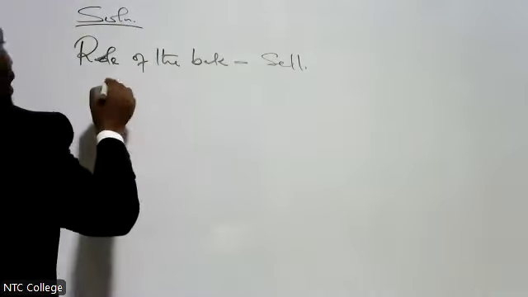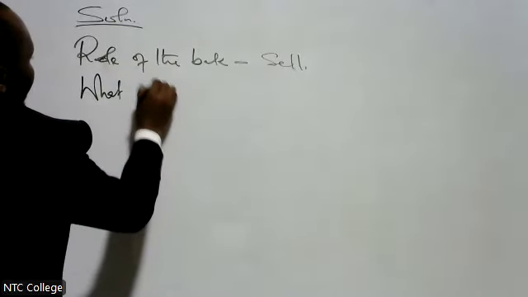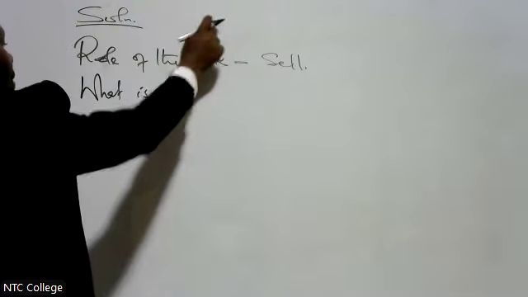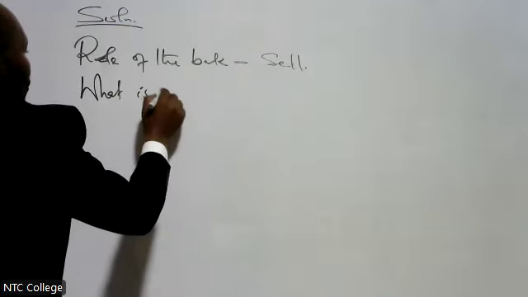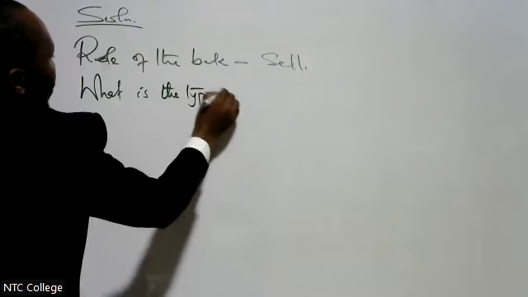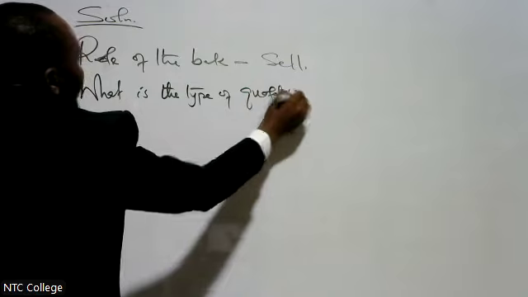So then you ask yourself, what is the next thing? So the way you can know the role of the bank is when you understand what the client or the customer is doing. The customer is buying, so the bank is selling. What is the type of quotation? What type of quotation is it?